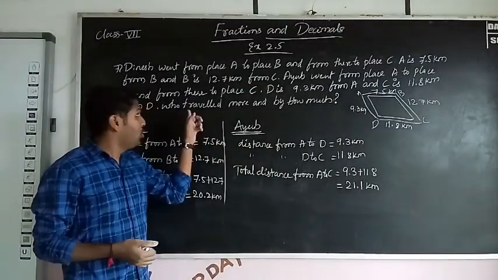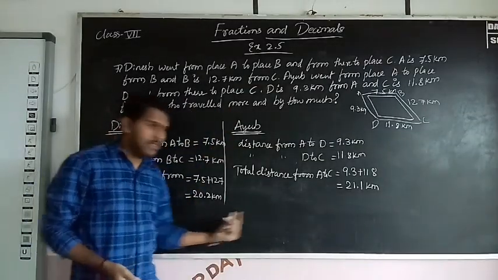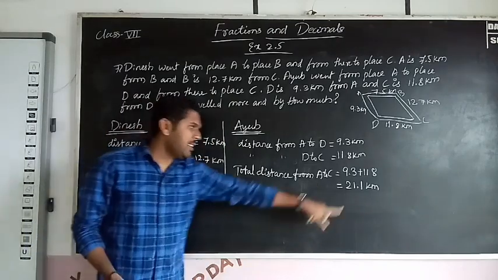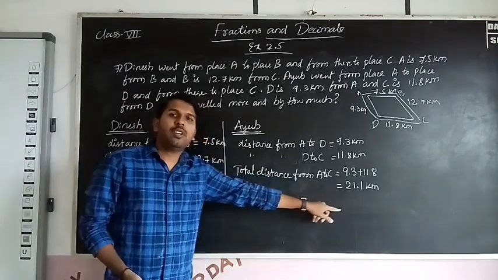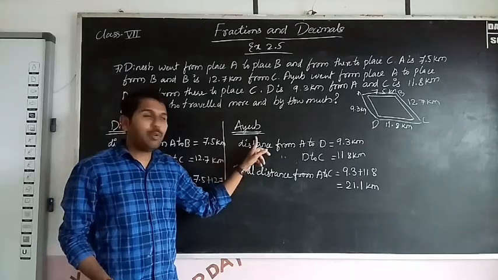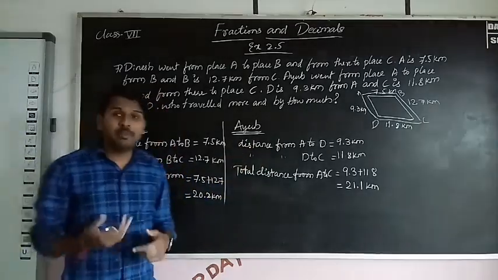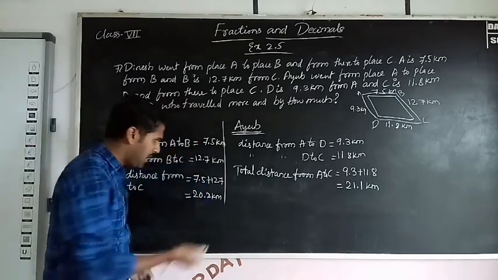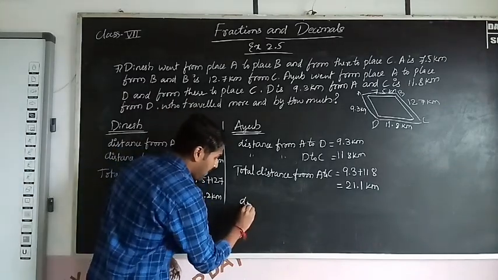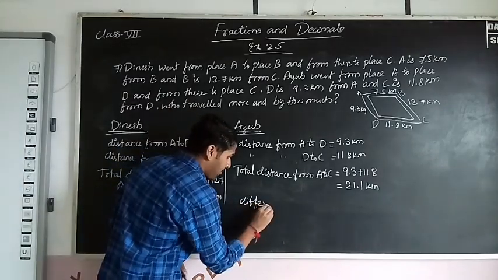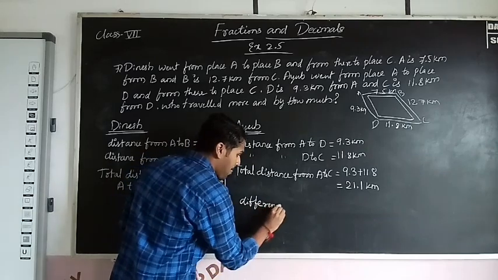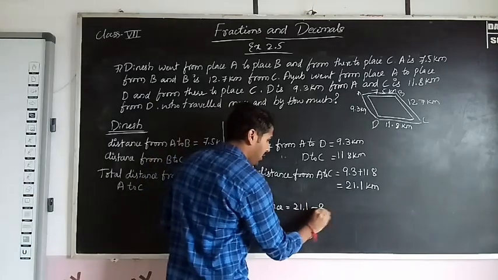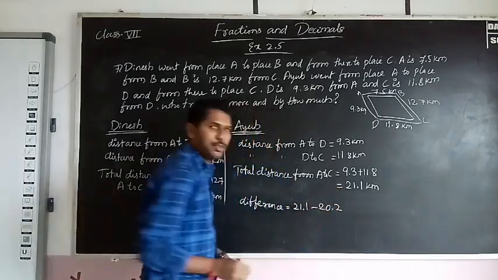So next, who traveled more means just compare 21.1, 20.2. So which one is greater? This one is greater. That means who traveled more? Ayub traveled more. By how much means you have to subtract. You will get the difference. So subtraction. Difference, 21.1 minus 20.2.